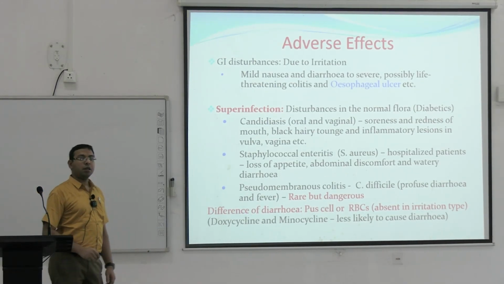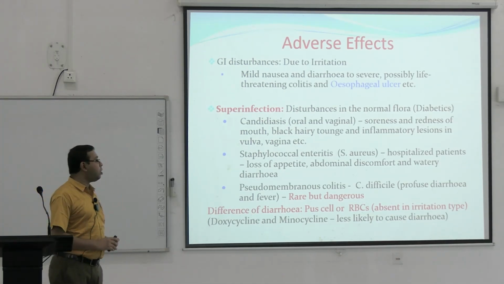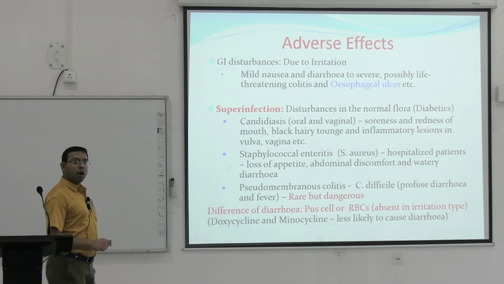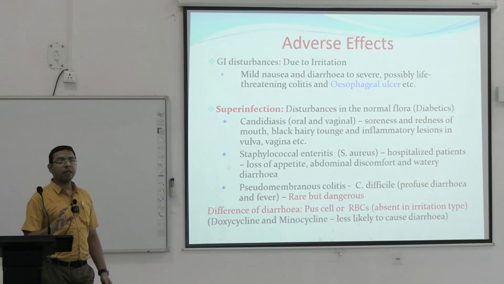Pseudomembranous colitis is a very serious infection caused by Clostridium difficile, characterized by profuse diarrhea and fever. This is a rare but dangerous adverse effect.